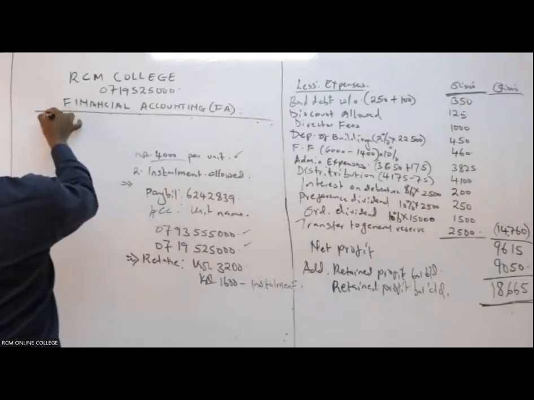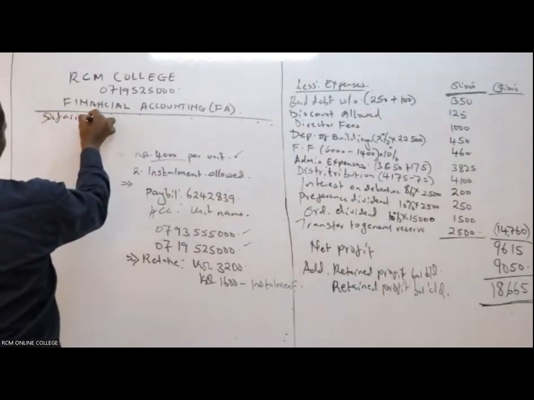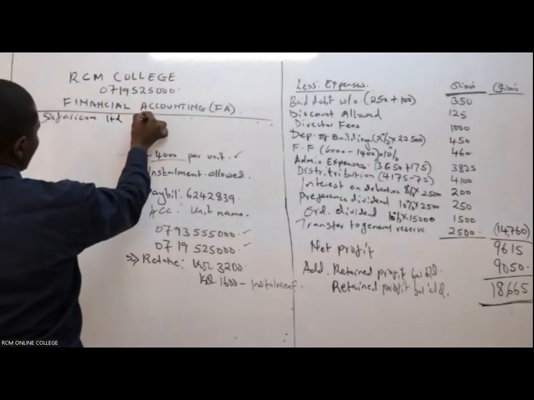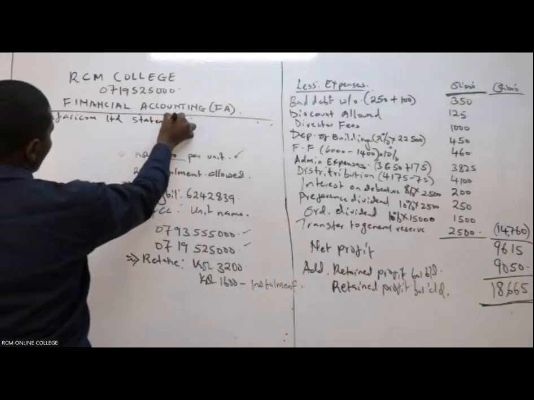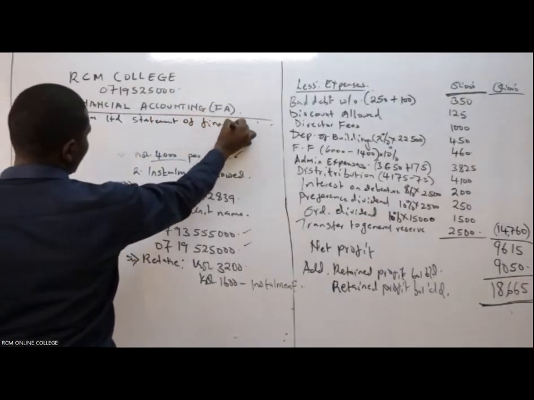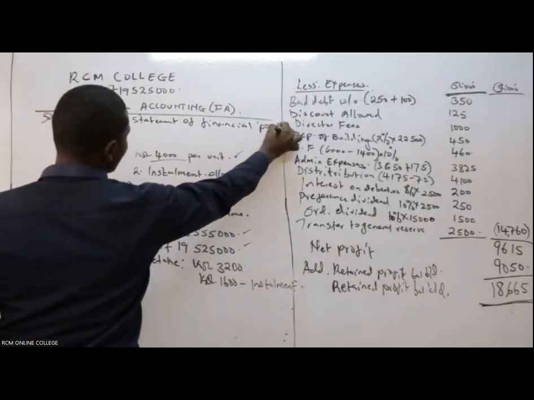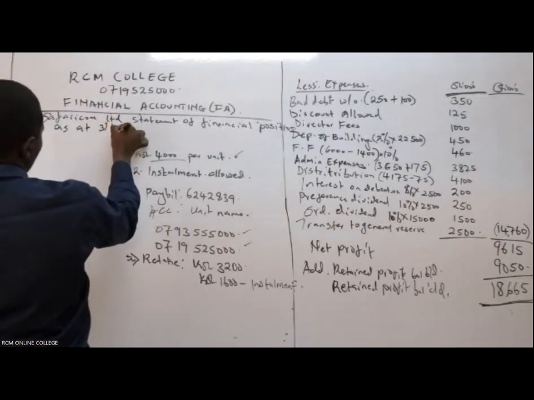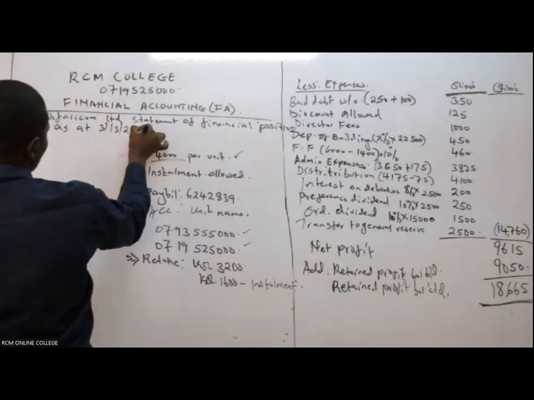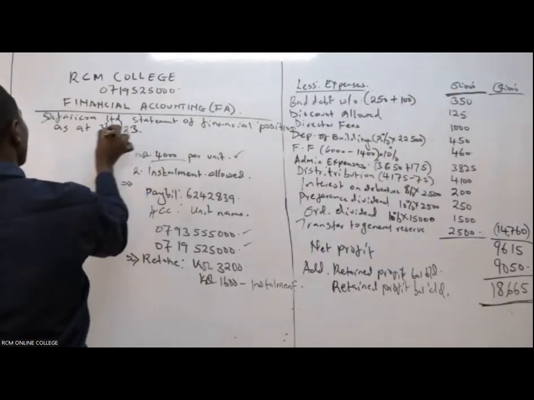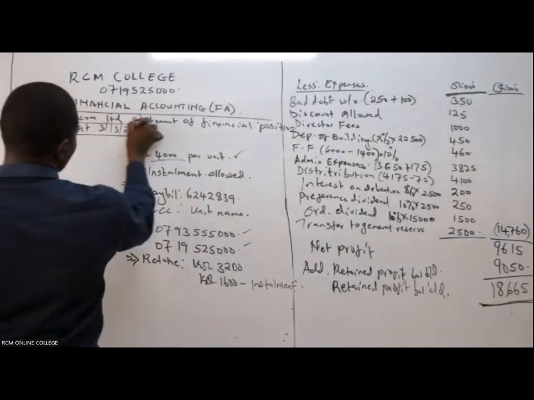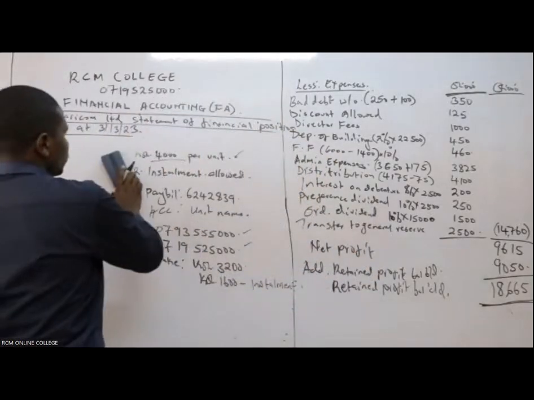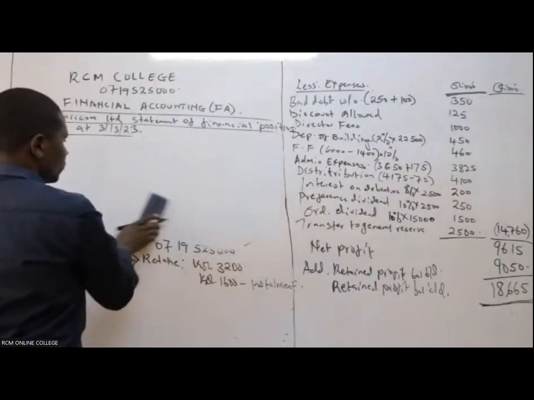Okay. So this is Safaricom Limited. Statement of financial position as at 31st of March 2023. And then you can underline to scare the examiner.